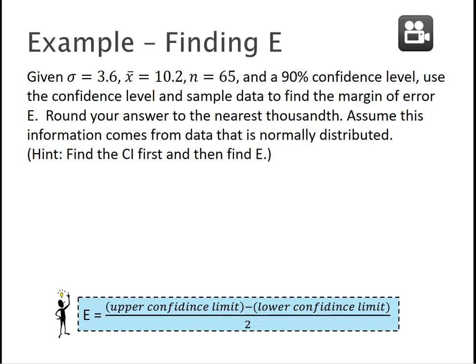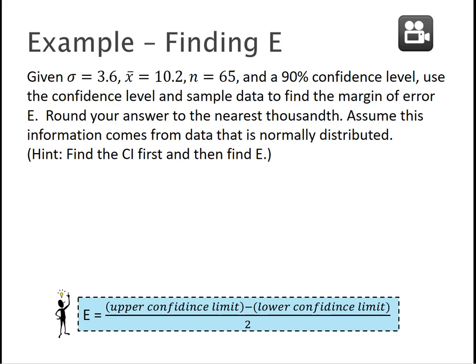Class. In this video, we'll be finding E given a set of statistics. Given that sigma is 3.6, x bar is 10.2, n is 65, and a 90% confidence level, use the confidence level and sample data to find the margin of error, E, and round your answer to the nearest thousandth. Assume this information comes from data that is normally distributed. Hint: find the confidence interval first and then find E.